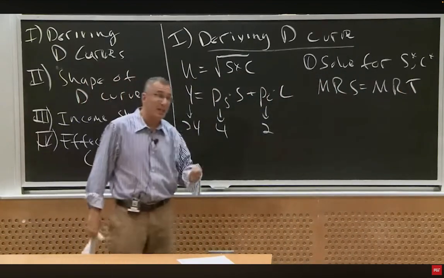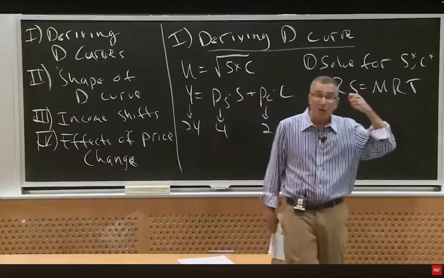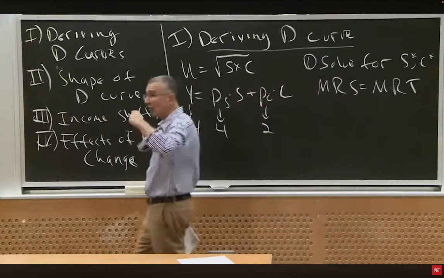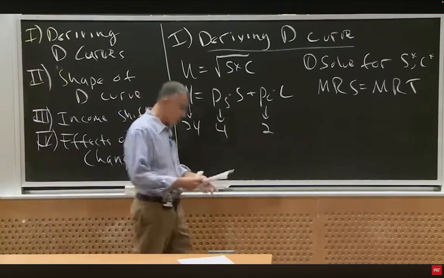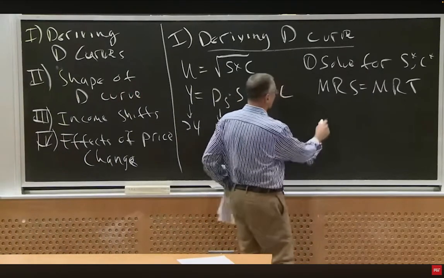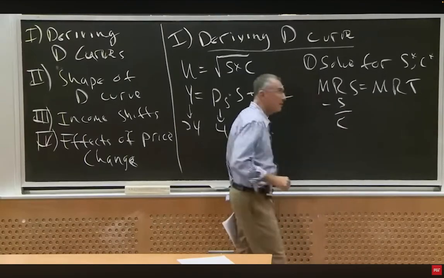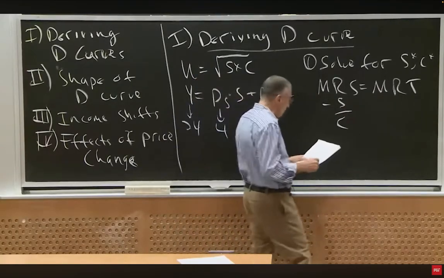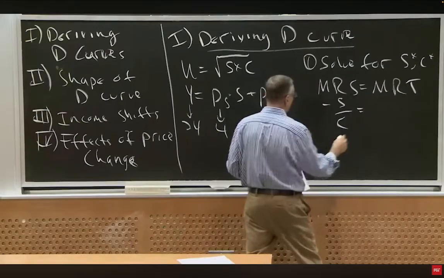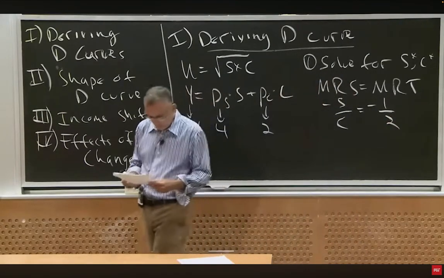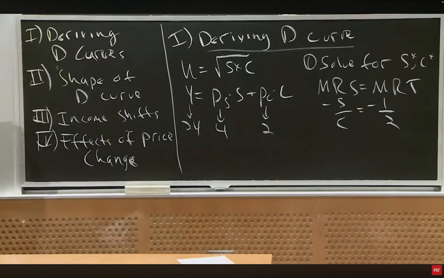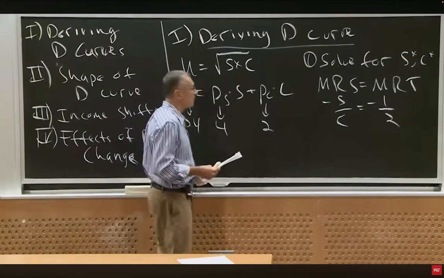Remember, it's marginal thinking in economics. It's the next unit. You want to consume pizza and cookies until the next unit makes you as happy as the price the market charges. How happy does it make you? Well, that's your marginal rate of substitution. That's minus S over C. What does the market charge? Well, that's minus the price ratio, which is minus a half. Okay? So we derived that two times ago. That is the constrained optimization.